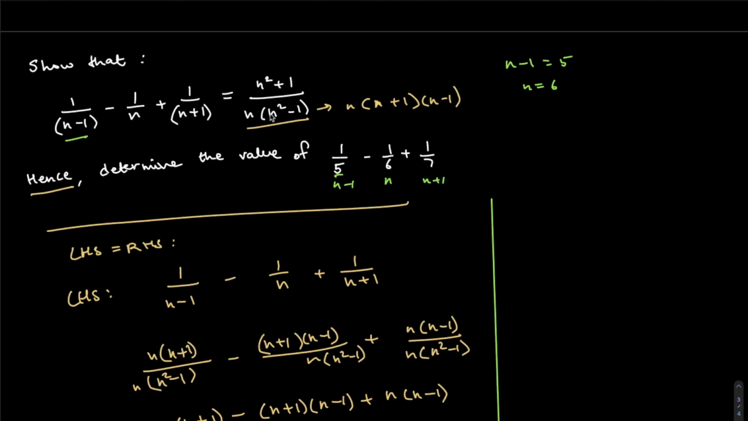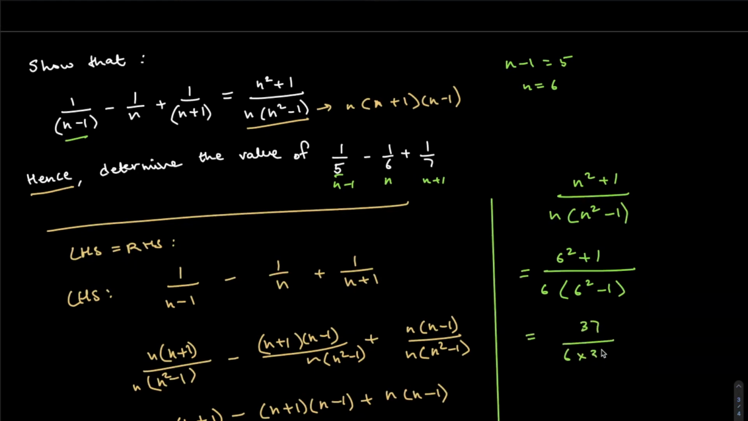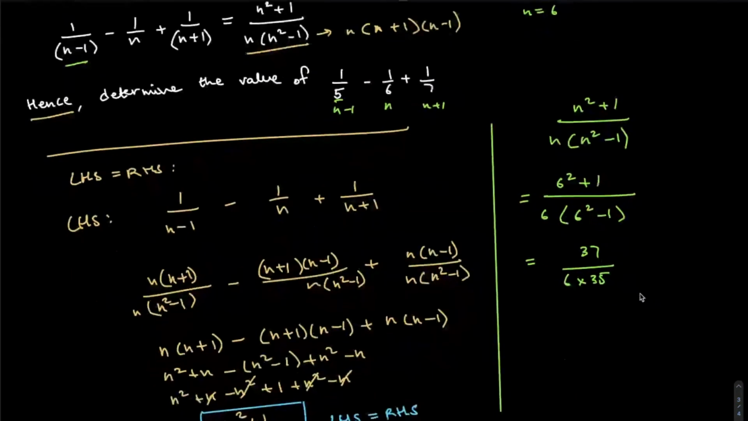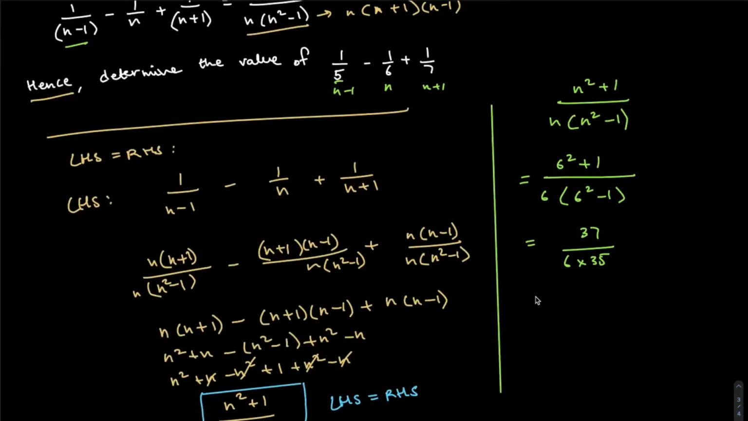Okay, so now that we have the value of n, all we have to do is just plug it into n squared plus 1 upon n times n squared minus 1, right? So if we just plug it in, what do we get? n is equal to 6, so 6 squared plus 1 upon 6 times 6 squared minus 1. So what we get is 37 upon 6 times 35. Okay, so you can leave it at that. If you want, you can simplify it a bit more.